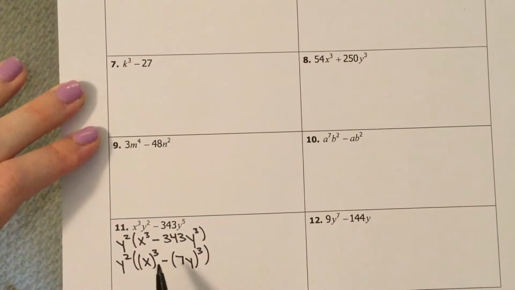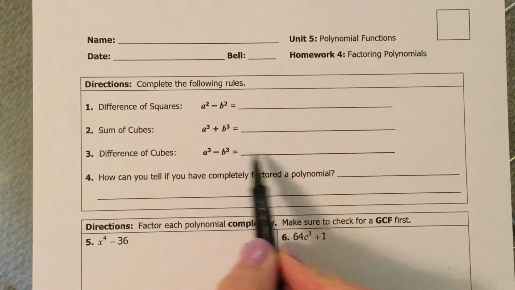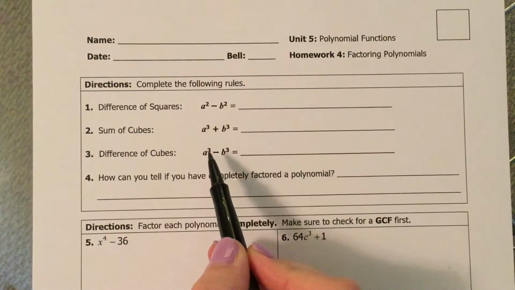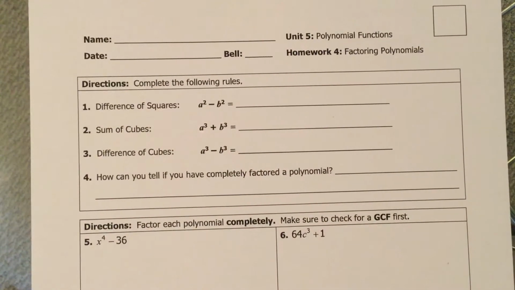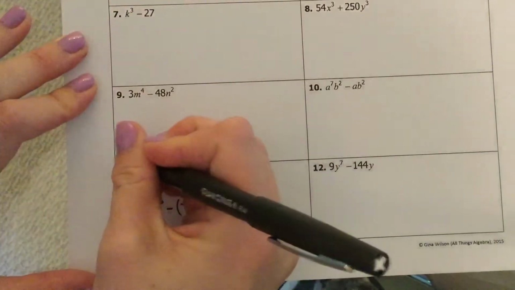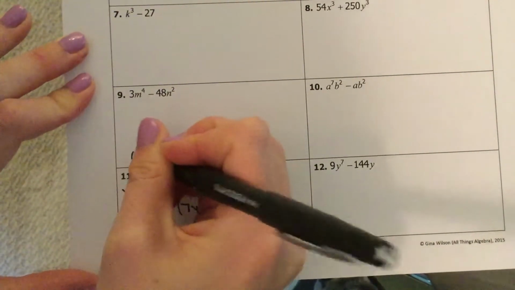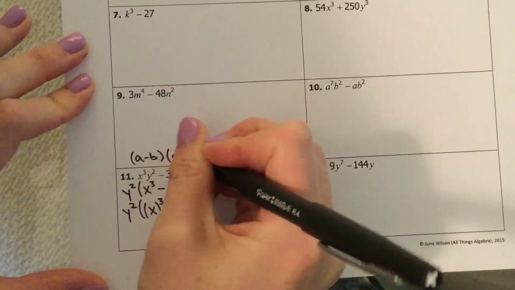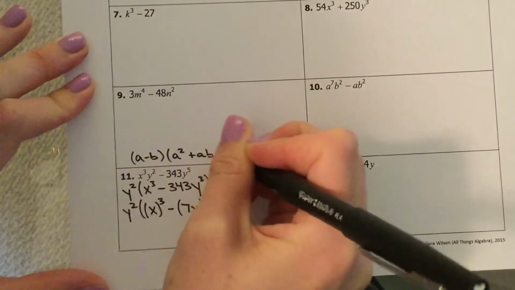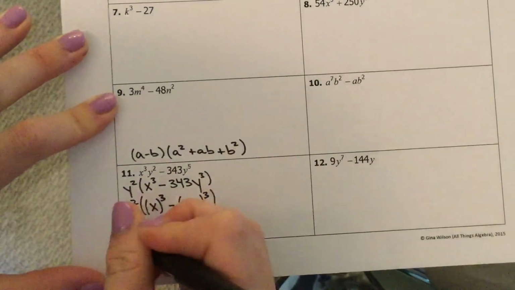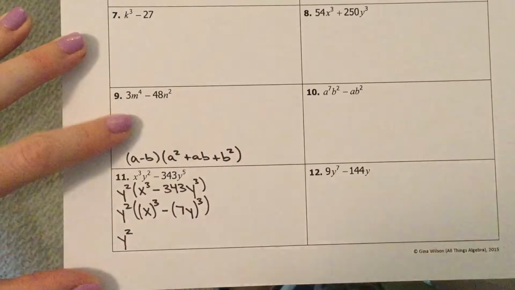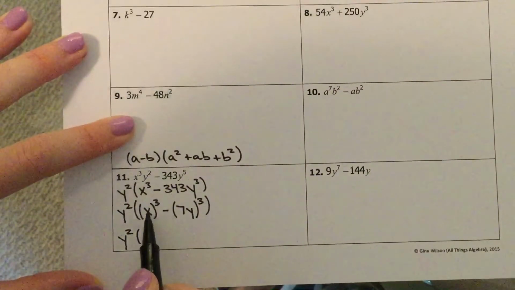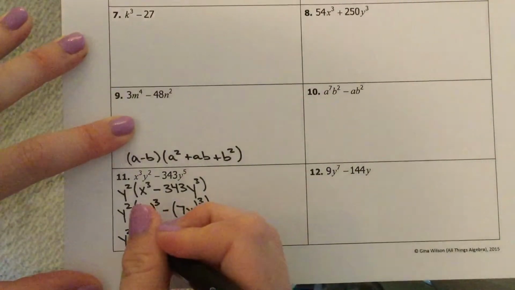All right, so you get it in this form, and then when you're looking at this formula that you'd have written out up here, you just copy in the x for each a, and then the b you'd replace with a 7y. So I'm just going to write this formula just so you have it up on the screen. So it would be a minus b, a squared plus ab plus b squared. All right, so for our final answer, with that y squared, you'd still write it out front as a GCF, and then the a minus b becomes x minus 7y.